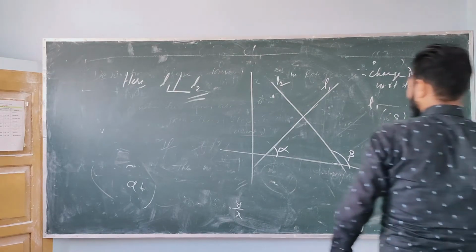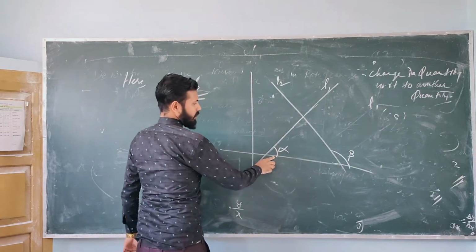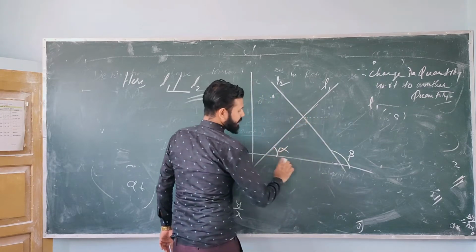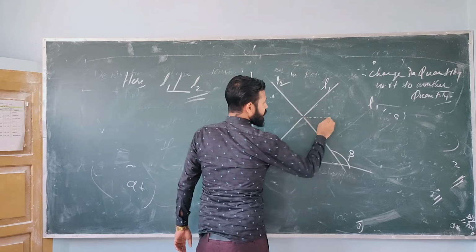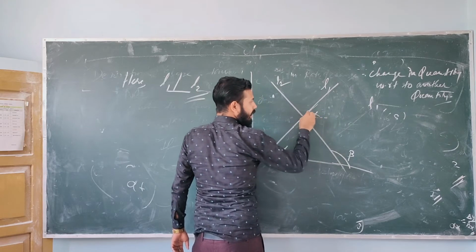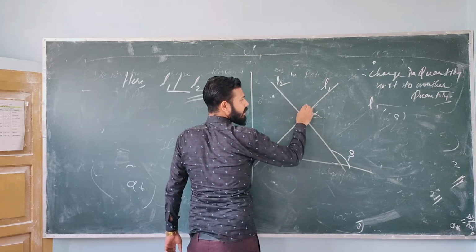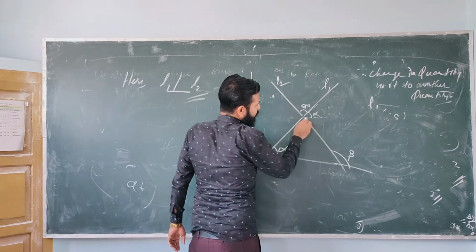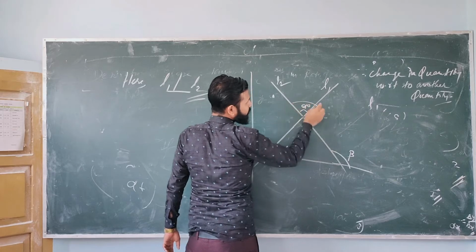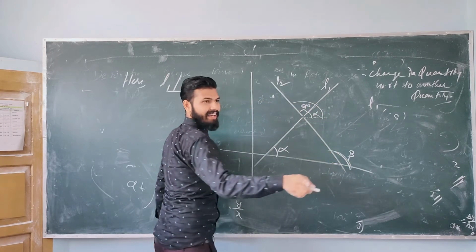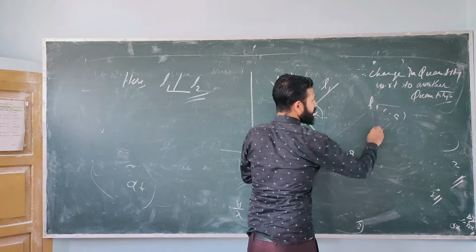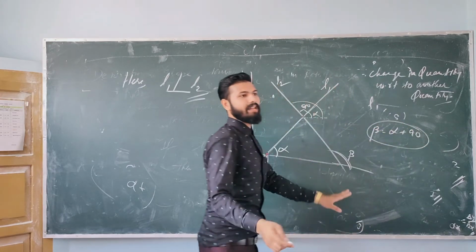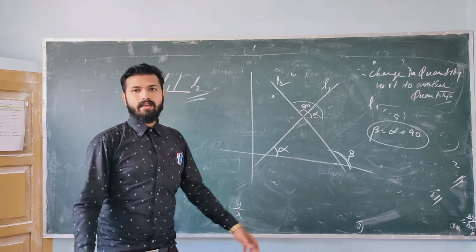Come on, look here now. So this alpha, if I make one straight line here, this means this alpha and this 90. This angle will be beta. That means from here we can know that beta is equal to alpha plus 90. Not clear, tell me.